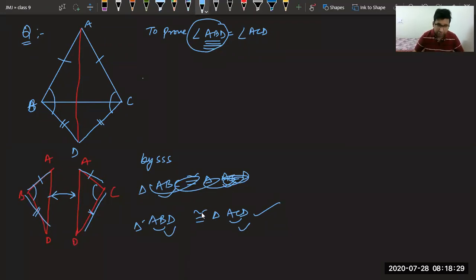Now, after this, we can say by CPCT, this angle B is coming in the center, this angle C is coming in the center, therefore angle B equal to angle C, hence proved. I guess it is clear to everyone. I'm not writing all these steps. The main thing was the construction part, because before construction we were not having any triangle in which these angles were coming complete. I hope it's clear to everyone.